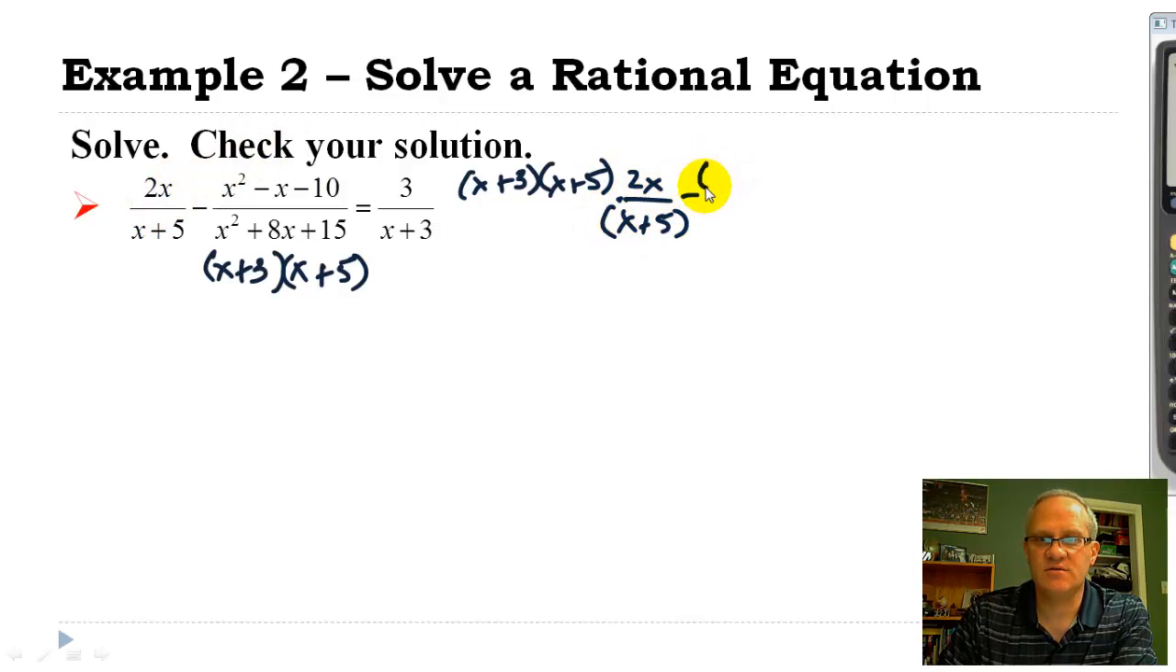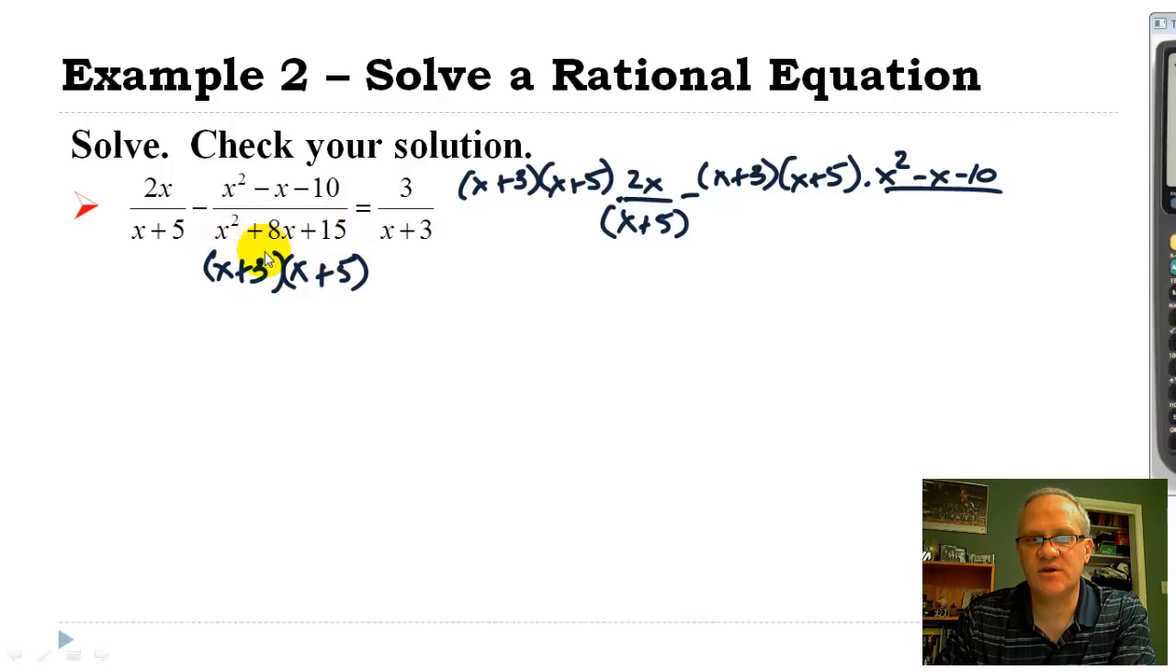Then multiply the x plus 3, x plus 5 times the, I hope I don't run out of room here, x squared minus x minus 10. And instead of writing it as this trinomial, I'm just going to write it as the factored down version there.